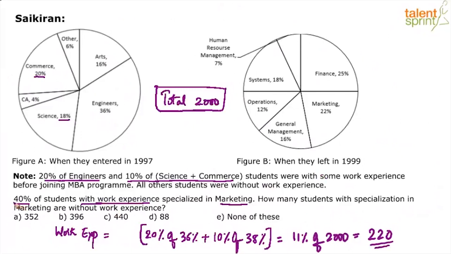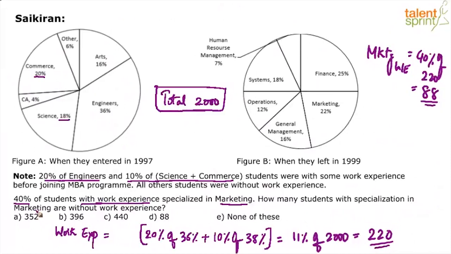Now he says 40% of these guys were specialized in marketing. Now just play with numbers. You don't have to write all these steps. 40% of these 220 guys were specialized in marketing, right? So marketing specialization with work experience: how much was that? 40% of 220 comes out to be 88, right?